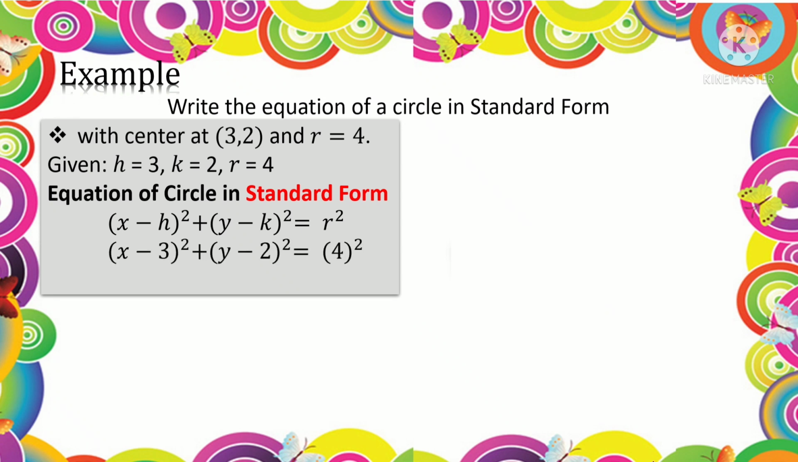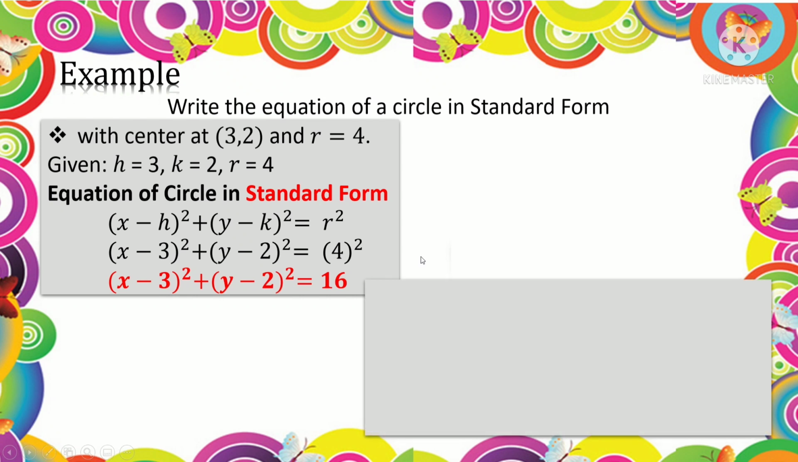Substitute. h is 3, k is 2, and r is 4. Since our h here is positive 3, we have x minus 3. Our k value is 2, so we have y minus 2, and the radius is 4. Simplifying, we have the standard form of the equation of a circle: the quantity x minus 3 to the power of 2 plus the quantity y minus 2 to the power of 2 is equal to 16, since 4 squared is equal to 16.